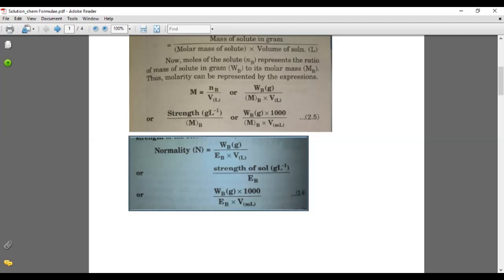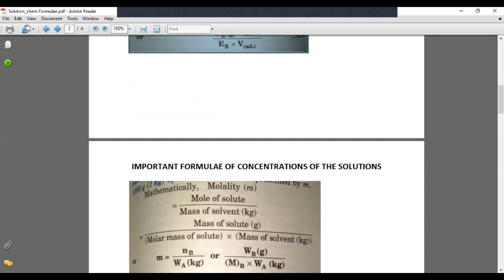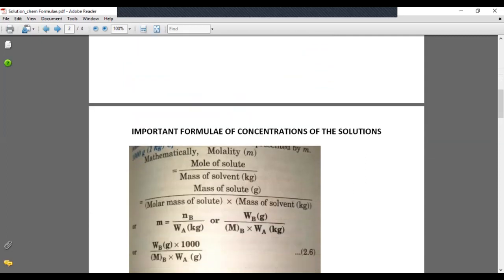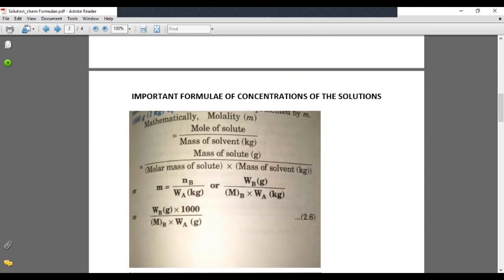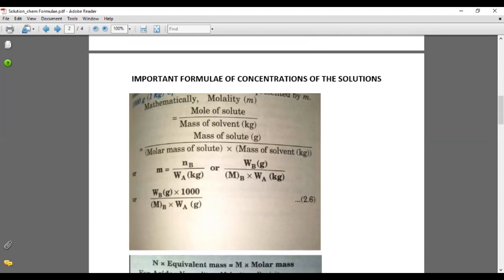Now another way of expressing concentration is mole fraction. Before mole fraction, I would like to discuss molality. The very simple definition of molality is number of moles per kilogram of the solvent. The explanation is the number of moles of a solute dissolved in 1 kilogram, that is 1000 gram, of the solvent.